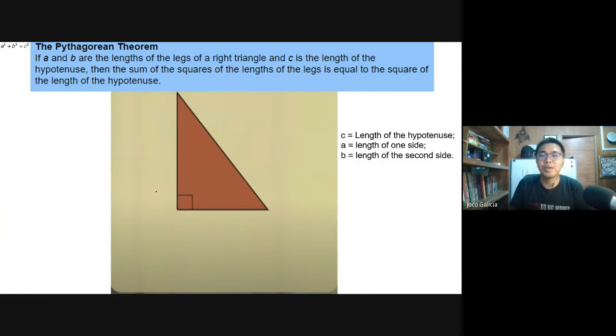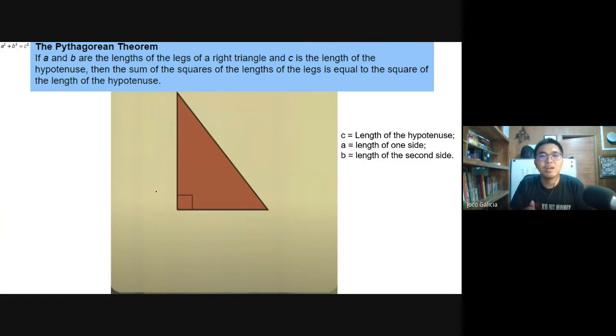Medyo mahirap intindihin sa una to, class. Pero napakadali nito, class, dahil isa ang Pythagorean Theorem sa mga famous theorems sa ating bansa o siguro sa mathematics world, dahil siguro medyo madali nga siyang intindihin at sobrang dami niyang use pagdating sa mga problems.